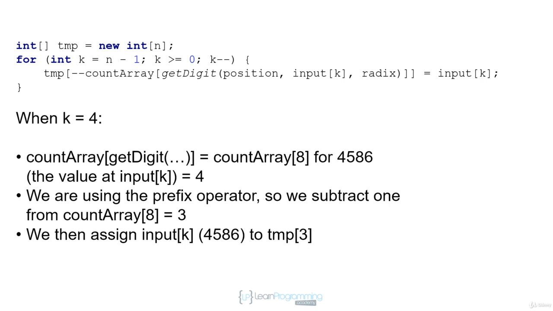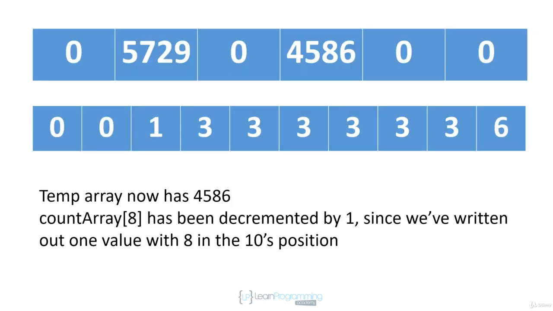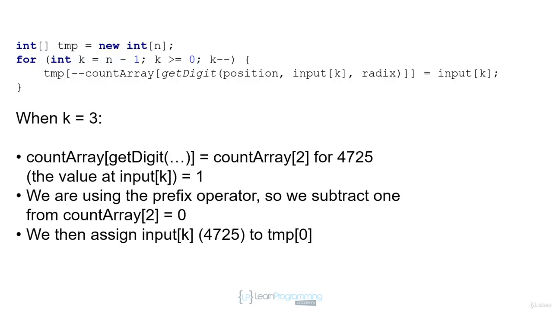And so we're going to assign 4586 into temp at position 3. And we're going to end up with this situation. So 4586 has gone into the temporary array at position 3, and count array 8 is now 3, because we've decremented it by 1, because we've written out 1 value with 8 in the tens position. So now k will be 3, so we're going to be handling 4725.